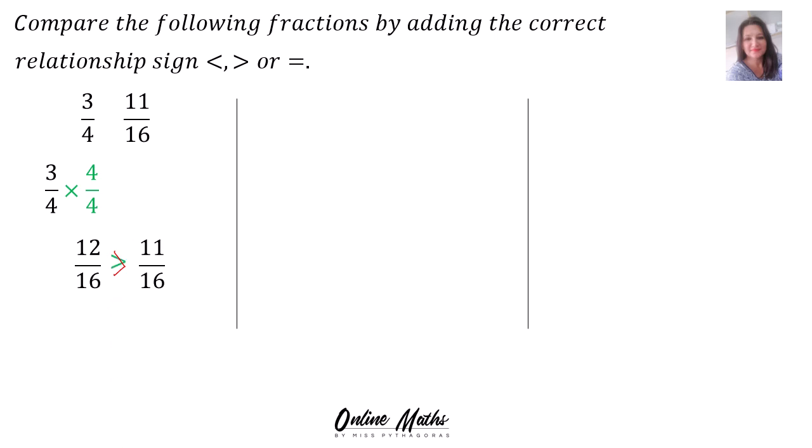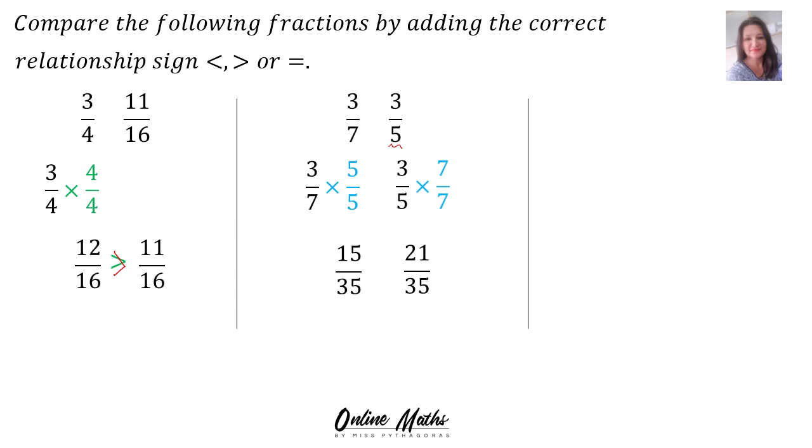The next example. The next one. 3/7 and 3/5. So now the LCD or LCM will be 35. So we will say 3/7 times 5/5 is the same as 15/35. And then the other one, the 3/5, we will multiply this one by 7/7. So that one is 21/35. And then it's clear that 15/35 is smaller than 21/35.